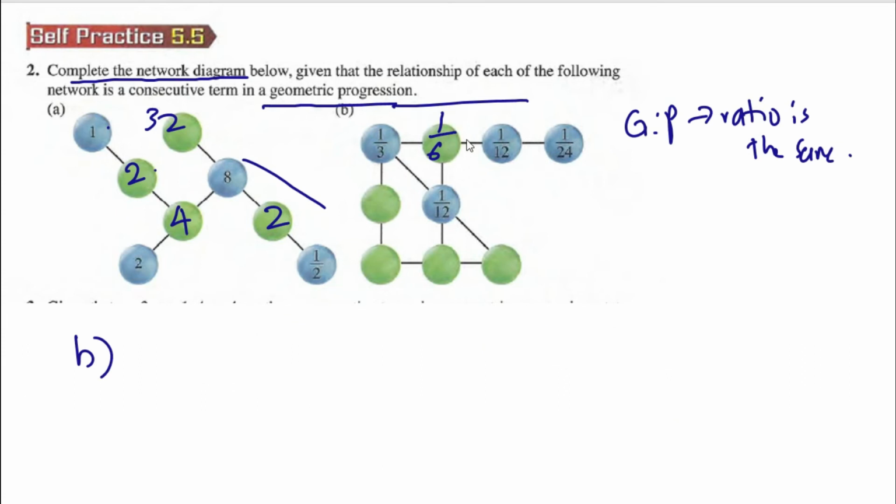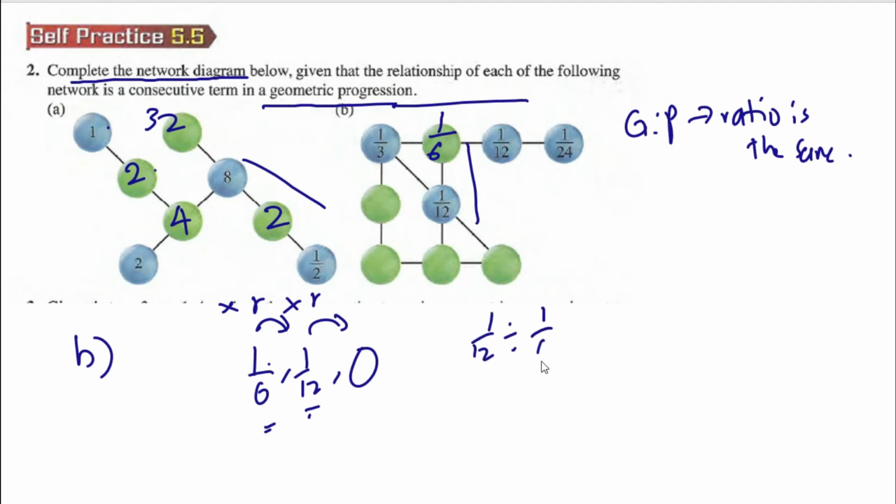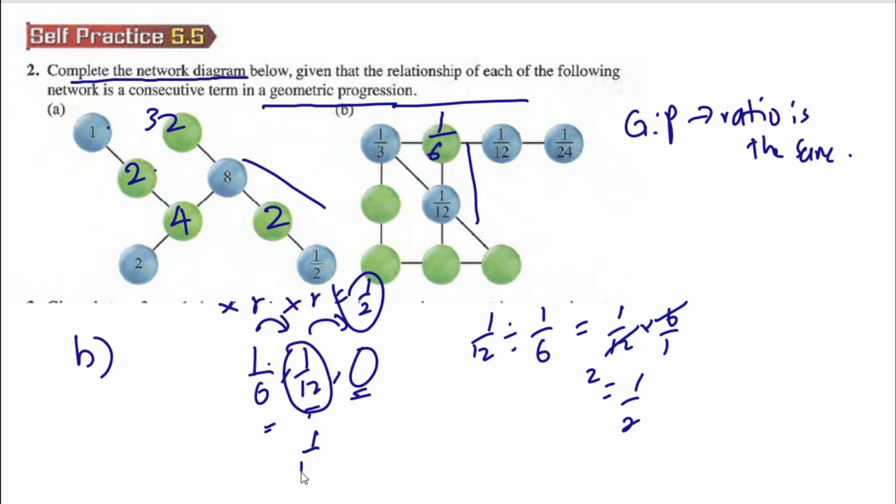So you see here we have this straight line here, which is 1 over 6, 1 over 12, and the box. So again, this one should multiply with the same ratio, times r times r. So we can find r by dividing the current term with the previous one, which is 1 over 12 divided by 1 over 6. So we get 1 over 12 times 6 over 1, which is 1 over 2. So r is equal to 1 over 2. Now we can find the next term by multiplying 1 over 12 with 1 over 2. So 1 over 12 times 1 over 2 is equal to 1 over 24. So this is 1 over 24.